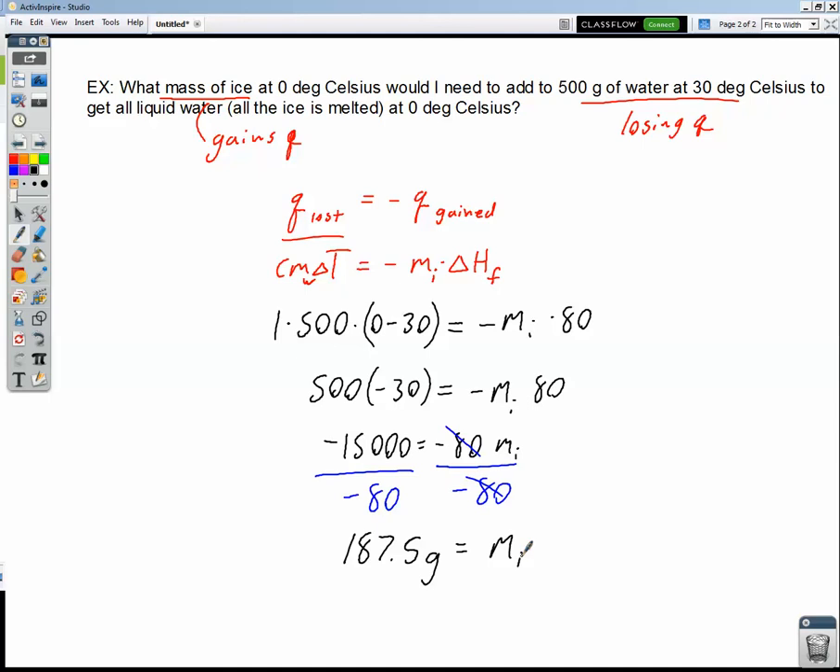You're going to be doing both of these kinds of problems on your homework, so good luck.